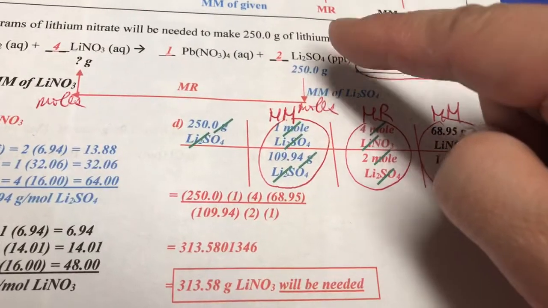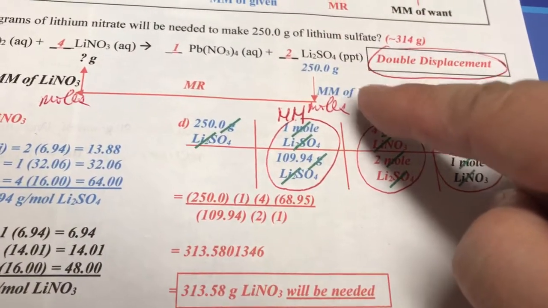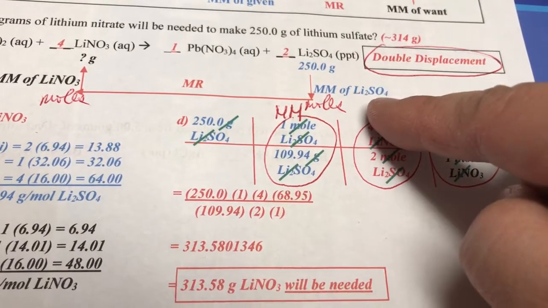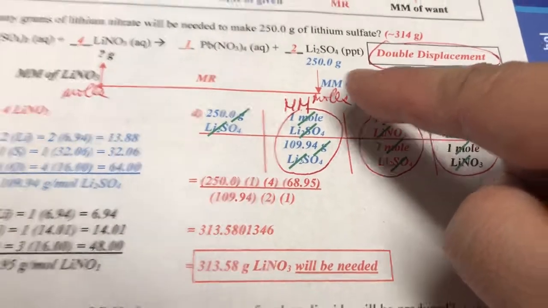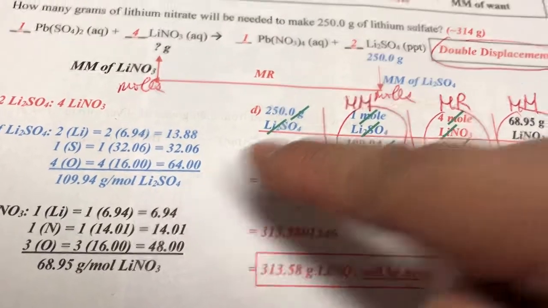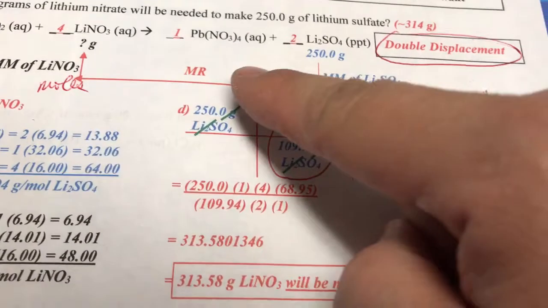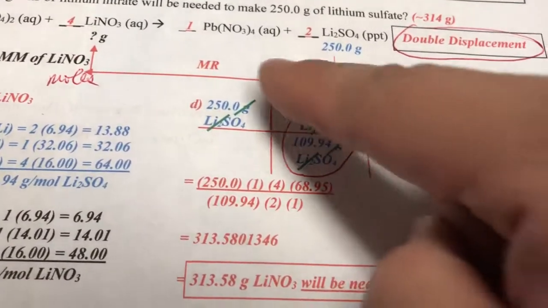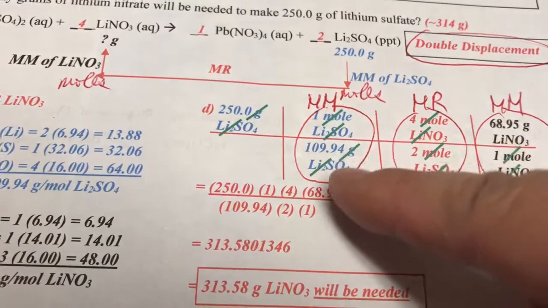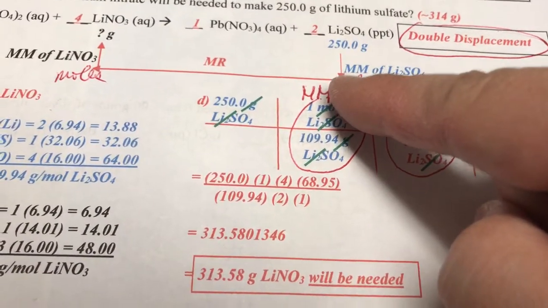So you follow the steps. You say, okay, I start with 250 grams of Li2SO4. Then I'm going to use my MM of Li2SO4. My MM, which is here, 109.94 gram per mole, Li2SO4. So this will be 1 mole has how many grams? Now again, how do you know which one is on the bottom? I want to cancel my gram of lithium sulfate. So gram lithium sulfate must be on the bottom and mole will be on the top.